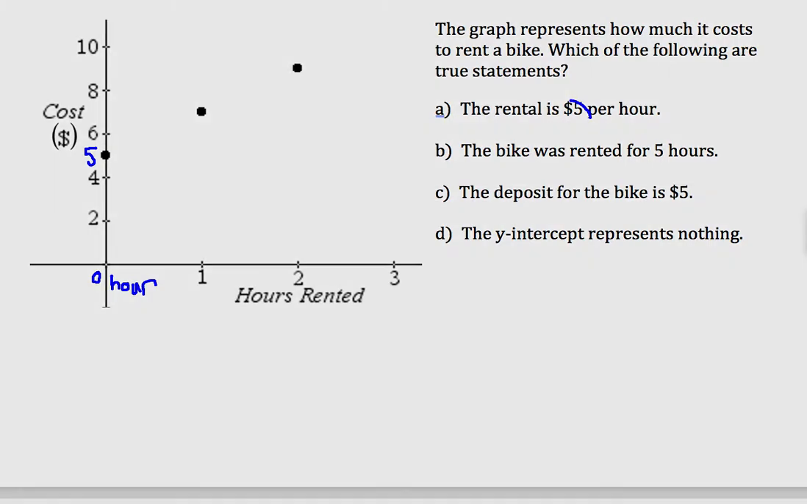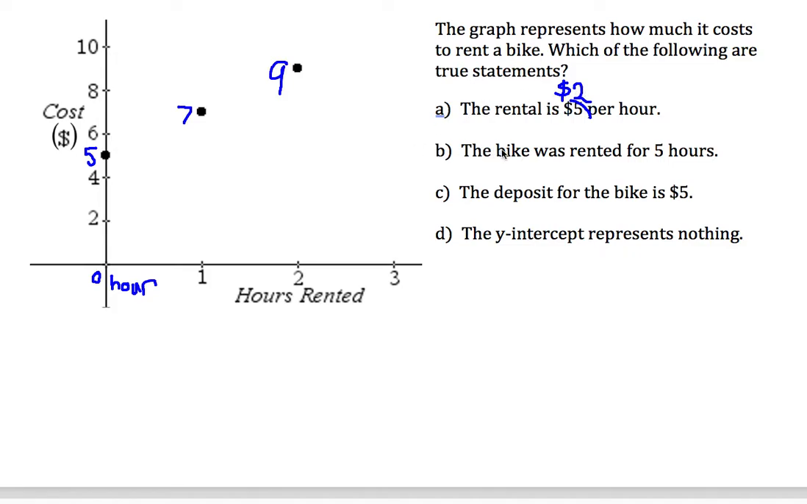So the bike rental is actually only $2 per hour. And the reason why we know that is because the difference in cost, so this part would be $7 and this part would be $9. And the difference here on the x value is just 1 hour. So notice it only increases by $2 for each hour that you're renting the bike for. Okay, so that one's wrong. It's not $5 per hour, it's just $2 per hour.